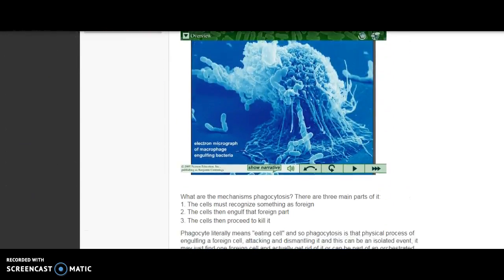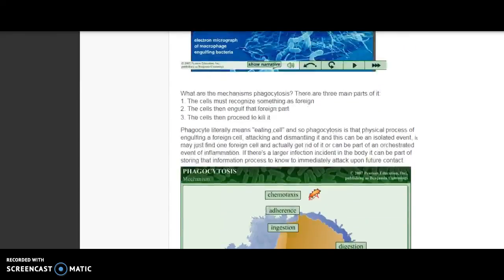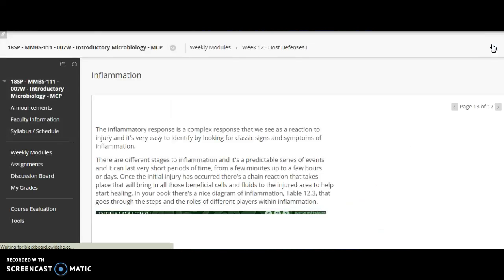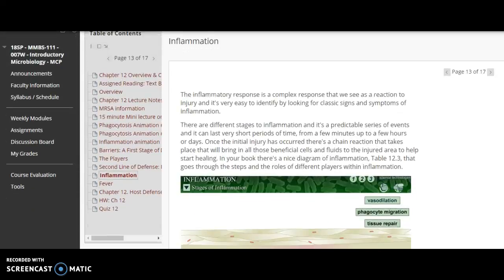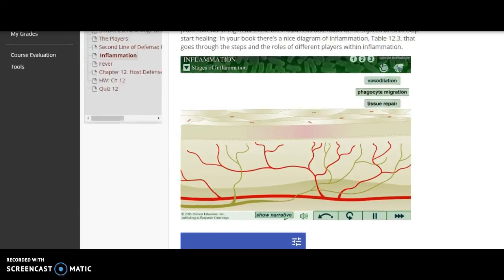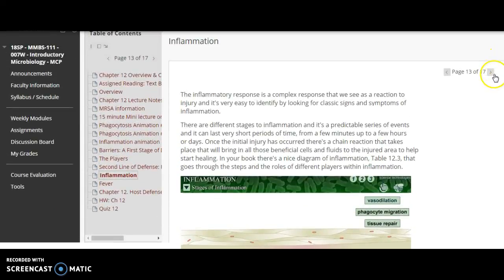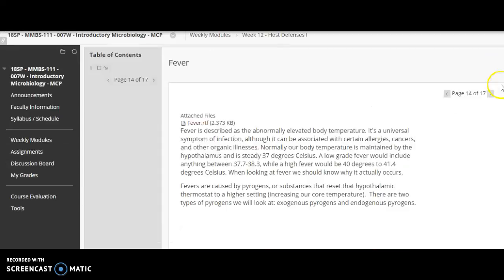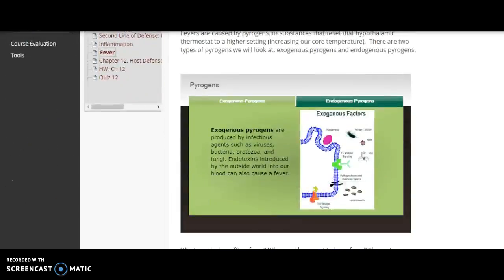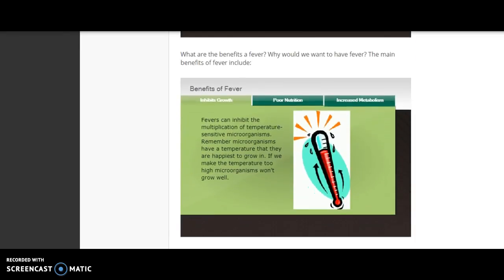Here's another animation. Couple of animations, couple of questions there just to keep you thinking. An inflammation diagram or animation. And again, this one is directly from your textbook. Looking at fever, why is fever important? What's going on here?